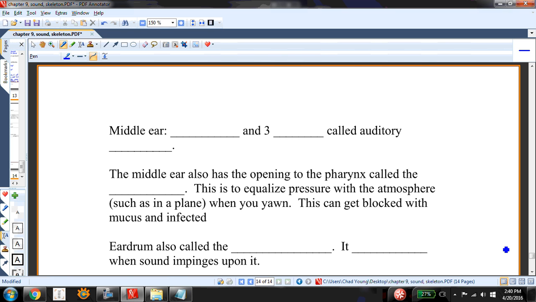Now we'll look at the middle ear. The middle ear consists of the eardrum or the tympanic membrane, and it also consists of three bones. These are the smallest bones in the body, and they're called the auditory ossicles. The eardrum is sometimes also called the tympanic membrane.